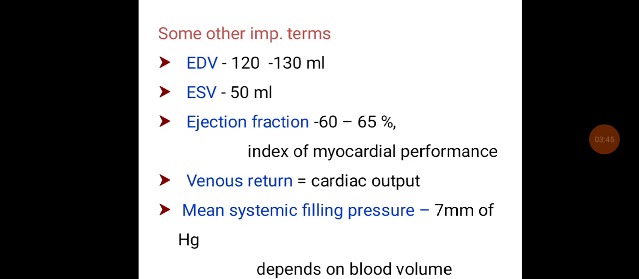Venous return is always equal to cardiac output, and it is around 5 liters. Venous return is the amount of blood reaching the right atrium. Mean systemic filling pressure is around 7 mm of Hg, and obviously it depends on the blood volume. If the blood volume is more, the mean systemic filling pressure is going to be more.